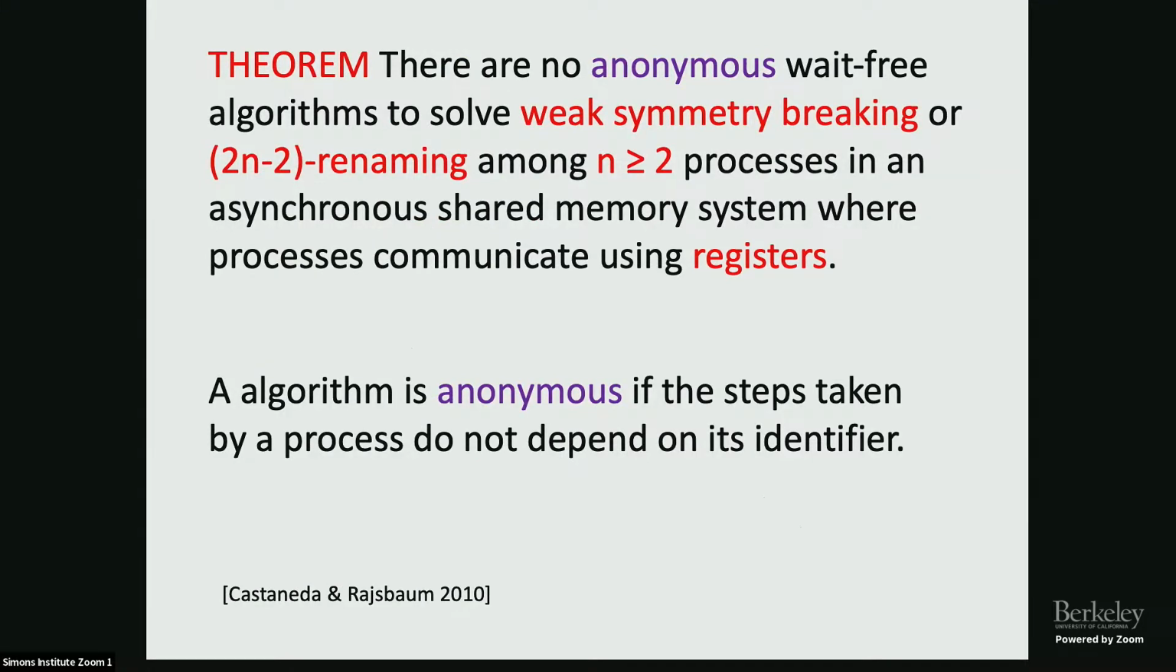Now, the last result I wanted to mention: in the theory of distributed computing, we're also interested in anonymous algorithms. An algorithm is anonymous if all processes with the same input value behave the same way. In other words, what they do does not depend on their identities or identifiers. It's known that there are no anonymous wait-free algorithms for solving weak symmetry breaking or 2n-2 renaming among n greater than or equal to 2 processes in asynchronous shared memory systems where processes communicate using registers. The proofs of these two results also use combinatorial topology.